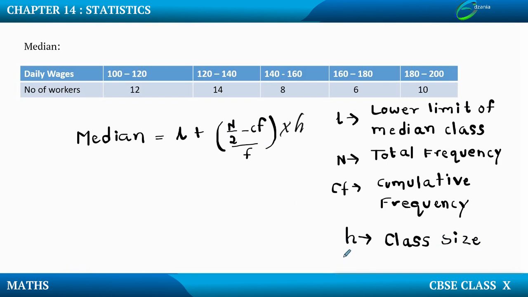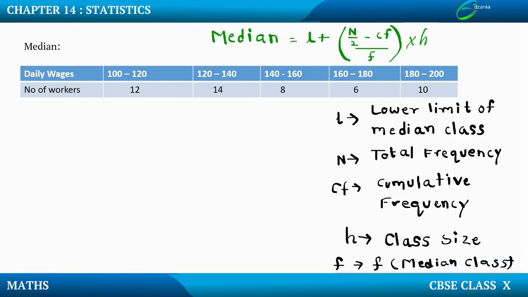And this F stands for frequency of median class. So we have frequency only for median class. Now, first of all, we need to make 3 columns.